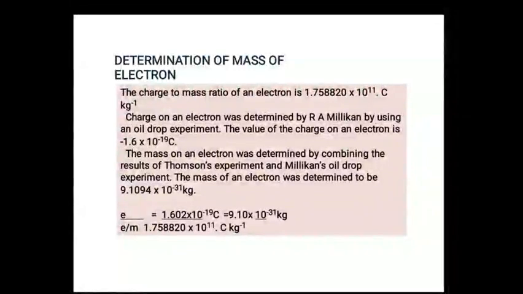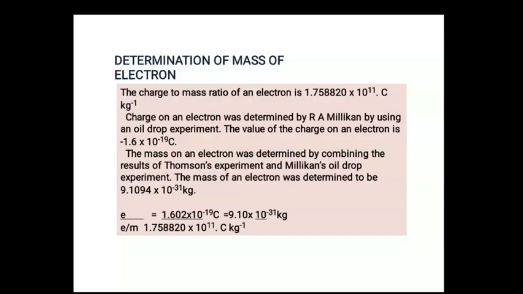Hello everyone. In my previous video, I talked about the determination of e upon m ratio, and then we talked about the determination of charge of electron. Now the charge to mass ratio of an electron is 1.758820 into 10 raised to the power 11 coulombs per kilogram, and charge on an electron was determined by Millikan's experiment, and the value came out to be minus 1.6 into 10 raised to the power minus 19 coulombs.